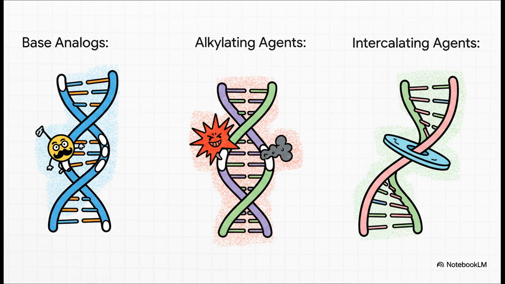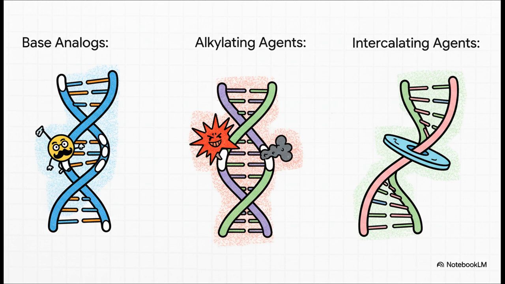They look so much like a normal DNA base that the cell uses them by mistake, but they have a bad habit of pairing with the wrong partner, causing mutations down the line. Alkylating agents are vandals. They stick chemical groups onto the bases, changing their shape so they mispair during replication.